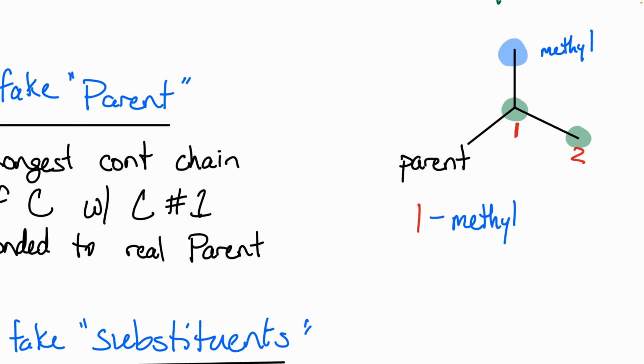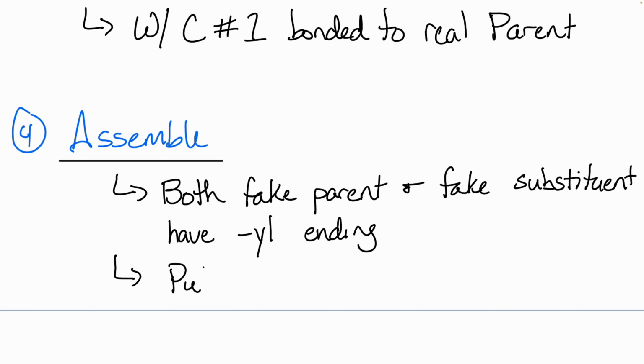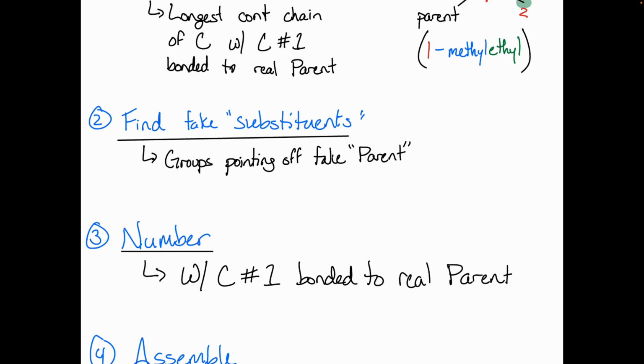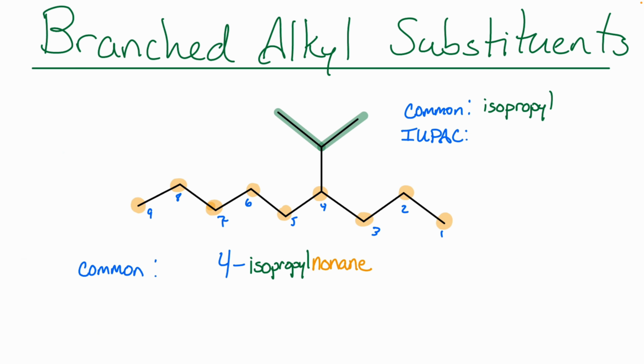1-methylethyl. All right, and then for no good reason, we're going to finish this off by putting it in parentheses. These branched alkyl groups are in parentheses after we assemble. Okay, so this branched alkyl group, we could refer to as an isopropyl group, or we could refer to it as a 1-methylethyl group.